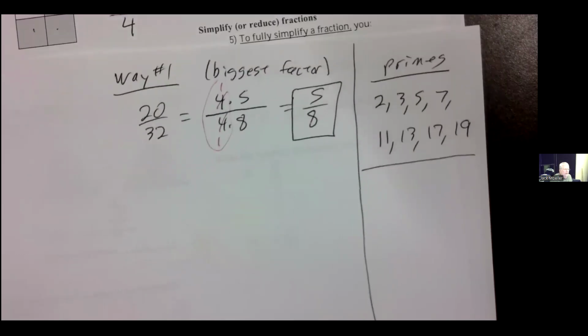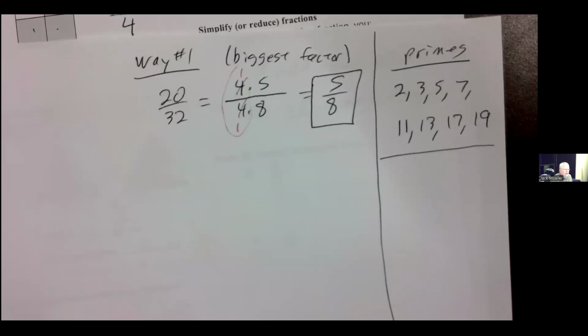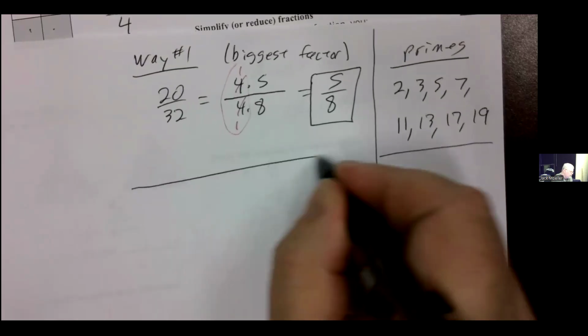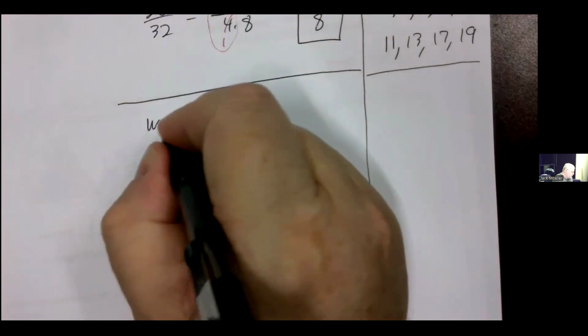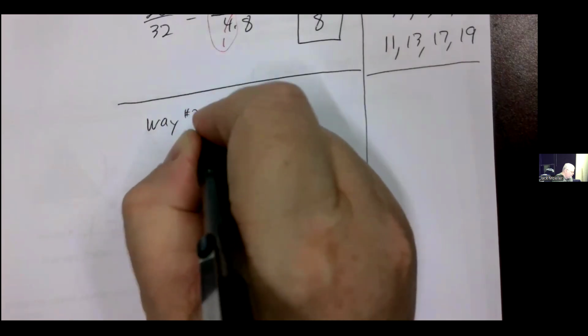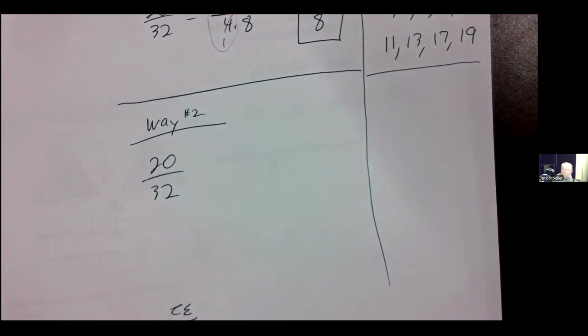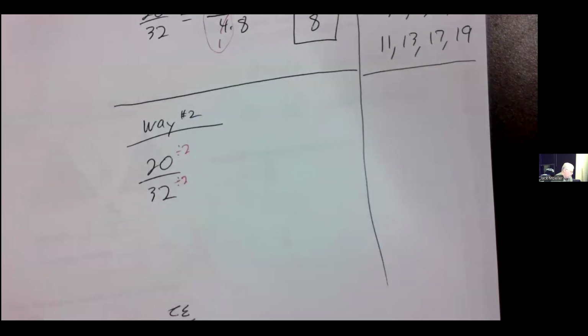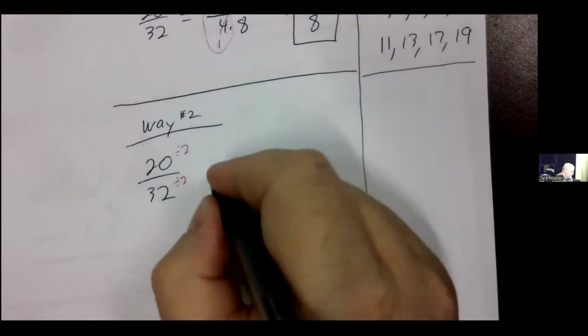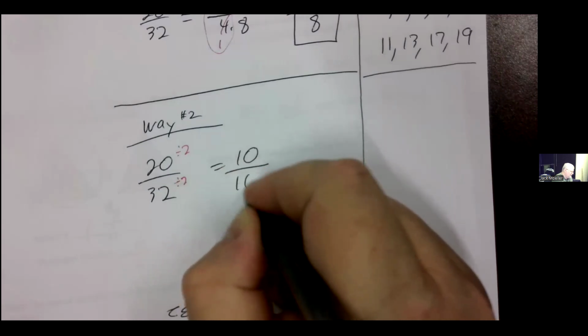All right, so back to that simplifying. And so what we did first was we divided it by the biggest factor. That was nice because it only took 1 step, but now let's do it again and divide by 2. And again, there's multiple ways you can write this. So I'm going to divide by 2 that way. And so 20 divided by 2 is 10, 32 divided by 2 is 16.